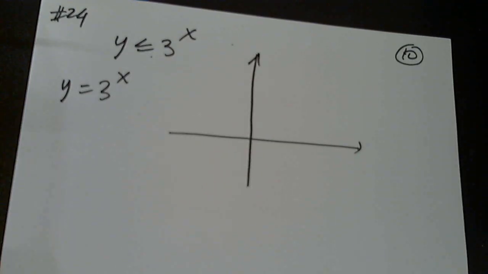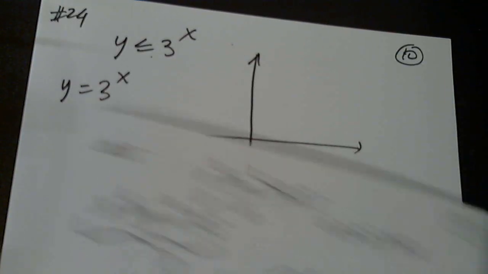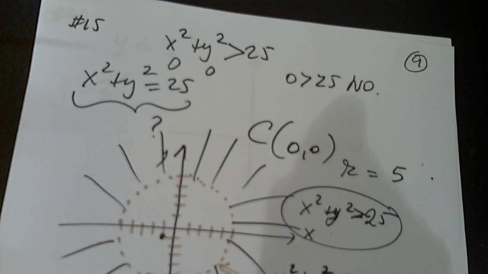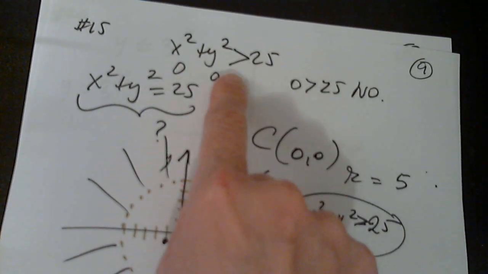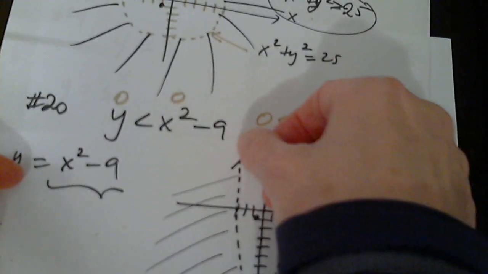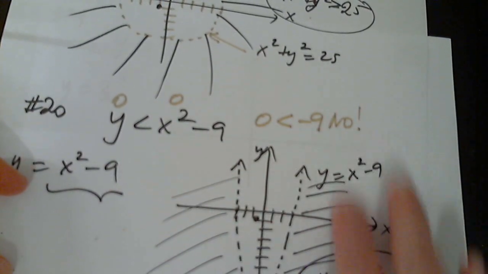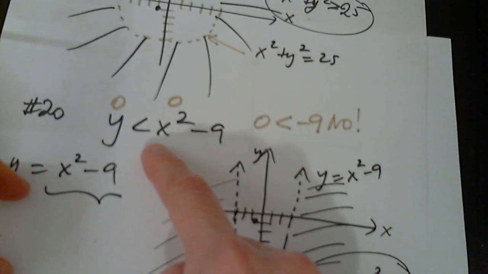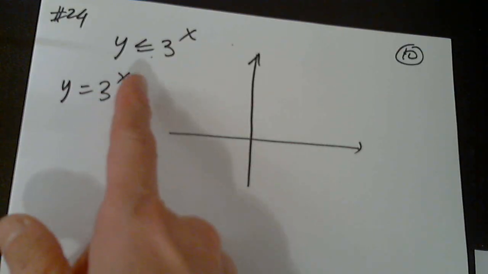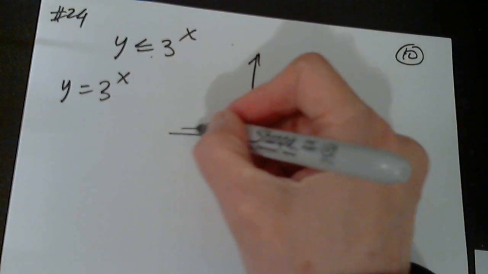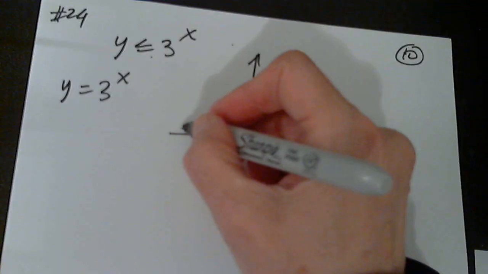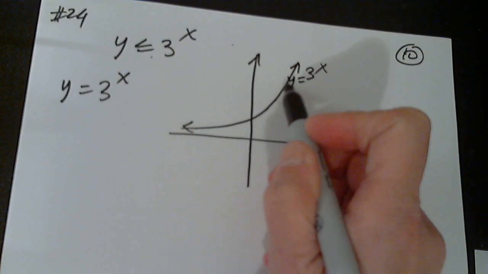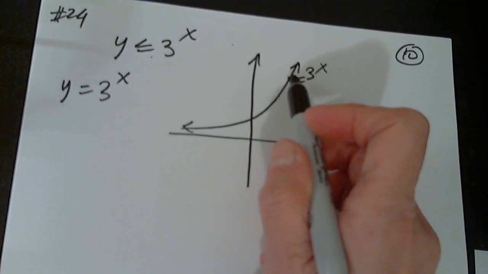So what's the difference? I keep saying solid or not solid. What does this mean? It means that the points on the circle are not part of the solution because there is no equal symbol. The points on the parabola are not part of the shaded area, which is the solution, because there is no equal symbol. But now, because there is an equal symbol, and because I am going to graph 3 to the x like this, y equals 3 to the x, points on this curve will be part of the solution.